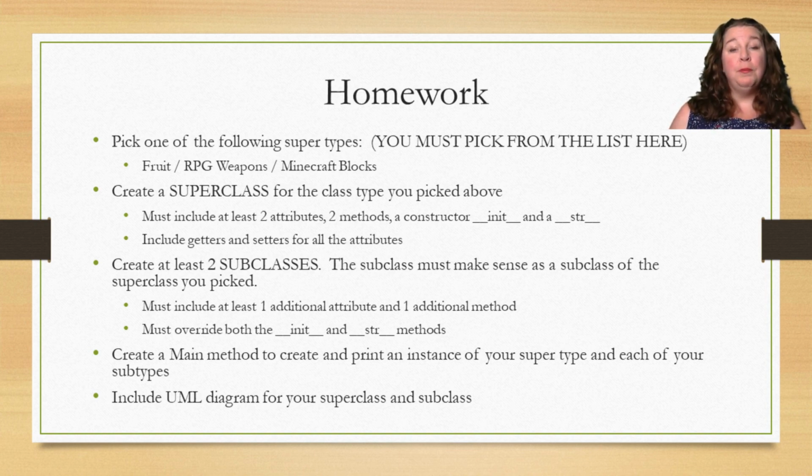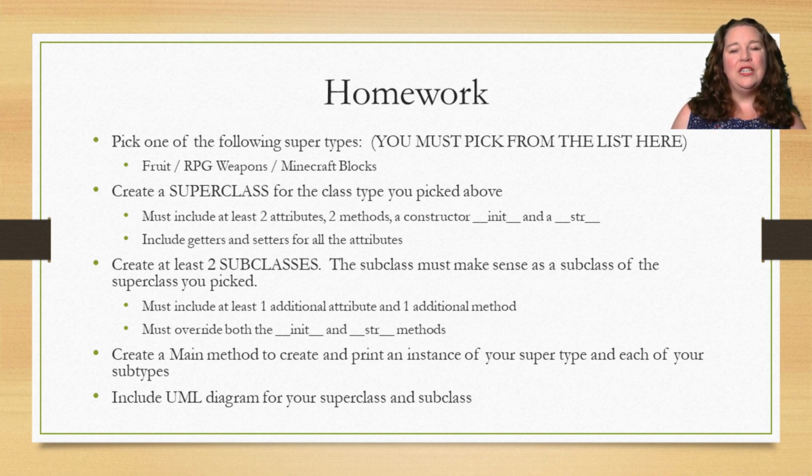You must override both your initializer and your string methods. You're also going to create a main, so some sort of a demo that is going to create and print the instance of your supertype and each of your subtypes. So you will create a new fruit, and then you will create a new banana and a new apple. Fruit doesn't really have much in the way of methods, so you're going to have some creativity there. What do you want to make the method, what do you want to make the fruit do?